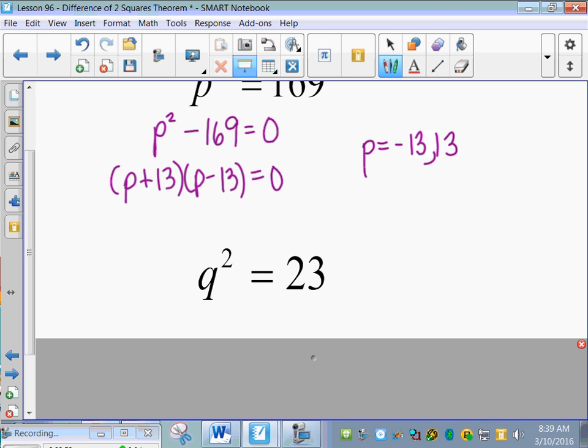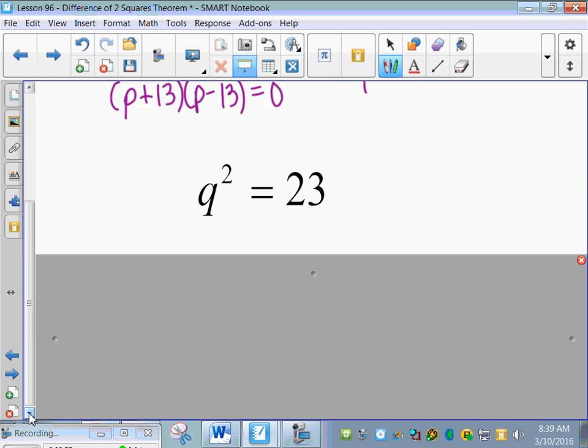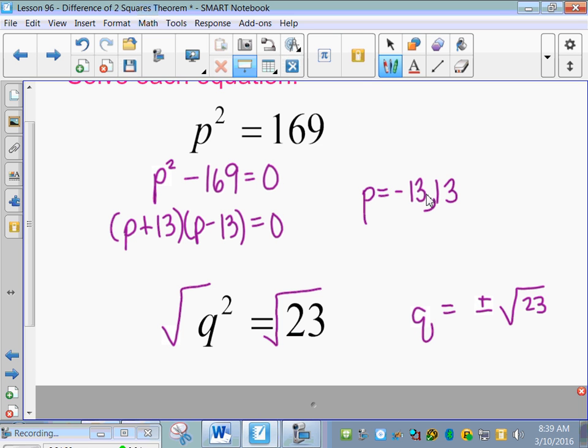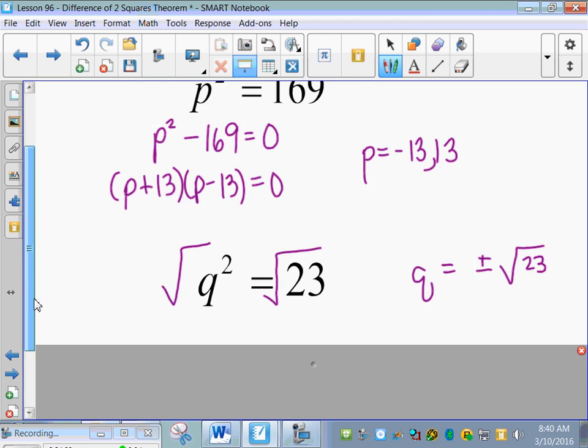All right, q squared equals 23. Okay, is there a square root of 23? So we cannot actually factor this one. So we're going to do this one the algebraic way, all right? So we're going to take the square root of both sides to solve it. So q equals plus and minus the square root of 23. Could we have solved this first one the same way? With the square root? Yes. And you would get the exact same thing, plus and minus 13.